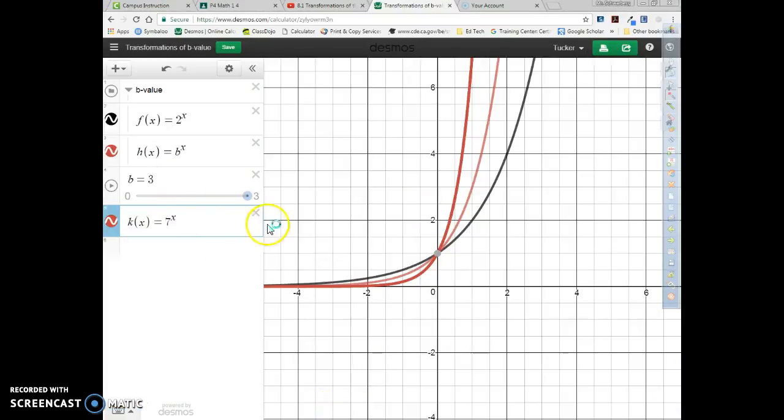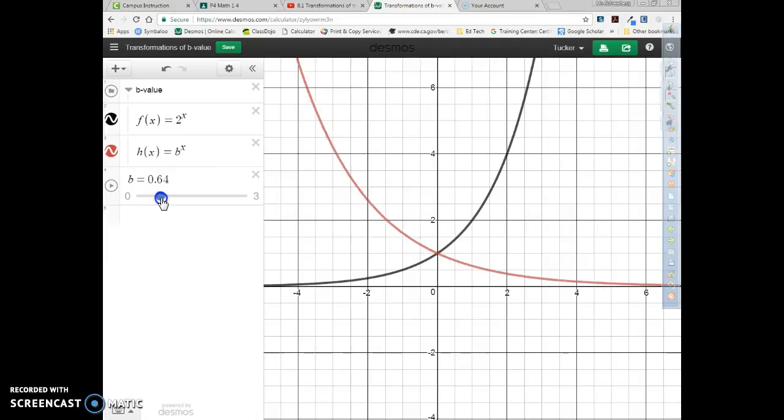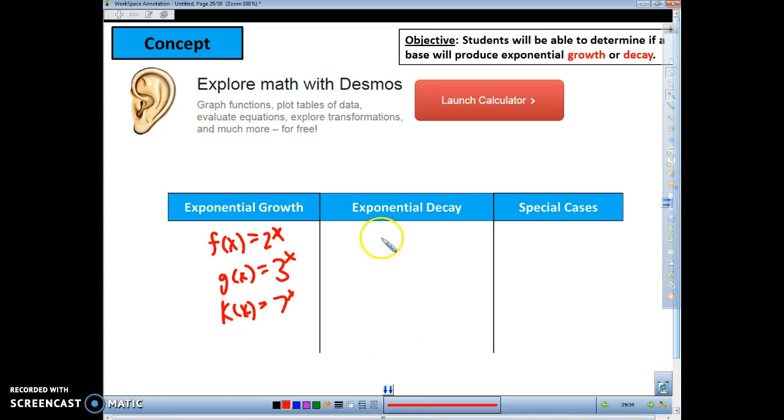Now we get exponential decay. I'm going to close this out. We get exponential decay, and that looks like this, right? We're decreasing at 0.75. So 0.75 to the x power. This is decay. So I'm going to say f of x equals 0.75 to the x.